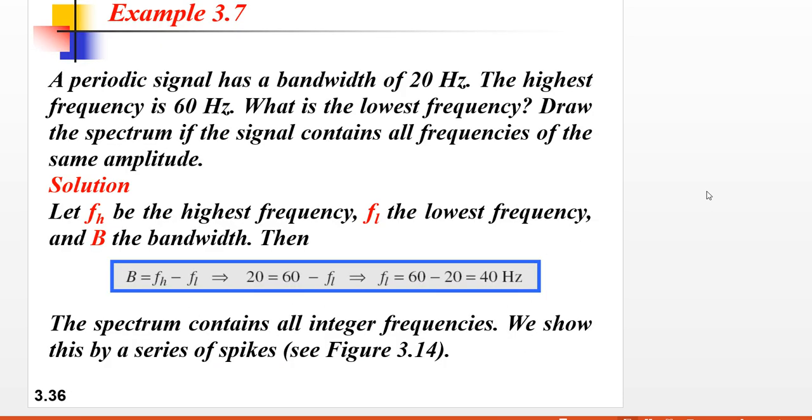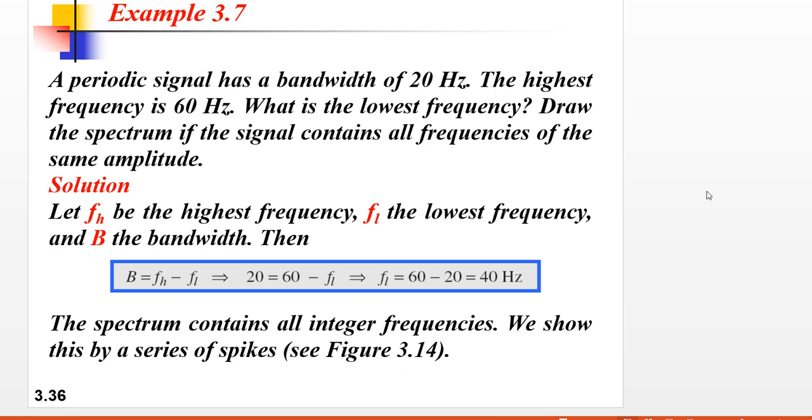Now one more example. A periodic signal has a bandwidth of 20 Hz. Bandwidth they have already given. And the highest frequency is also given, that is 60 Hz. They have asked what the lowest frequency is. If you know the formula, bandwidth equals highest minus lowest, then from that formula you can find the lowest frequency or also the highest frequency. Now the solution is also given.